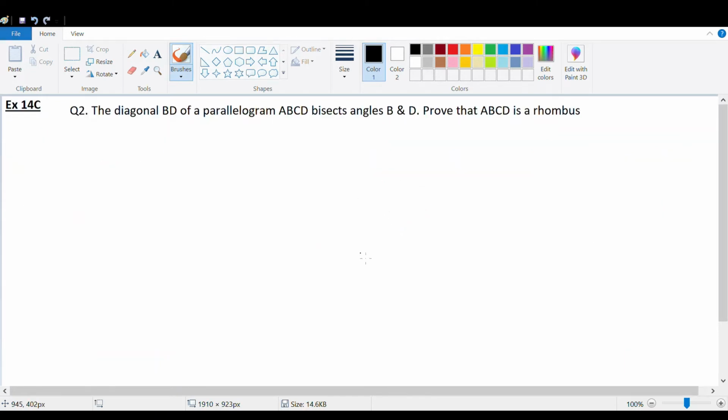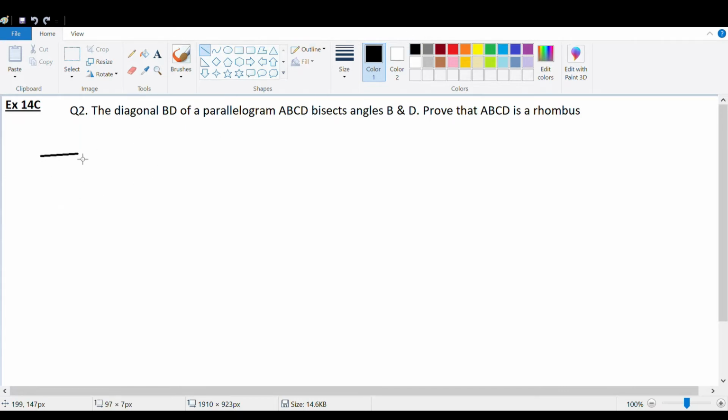So question number 2. The question says the diagonal BD of a parallelogram ABCD bisects angle B and angle D. Prove that ABCD is a rhombus. So we know this is a property. If it's bisecting the vertex angle, it will either be a rhombus or a square. So this time they are asking us to prove it's a rhombus. So let me just draw a rough diagram and see how it will look.